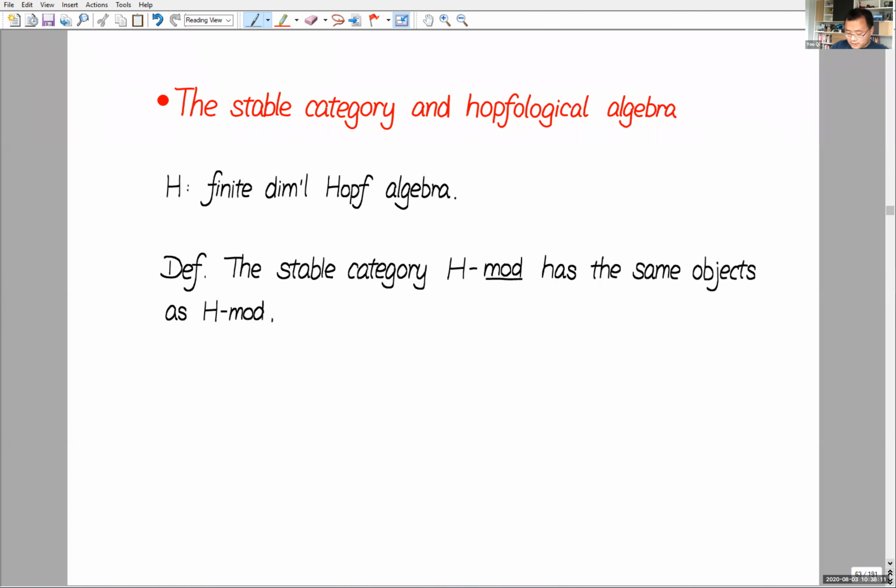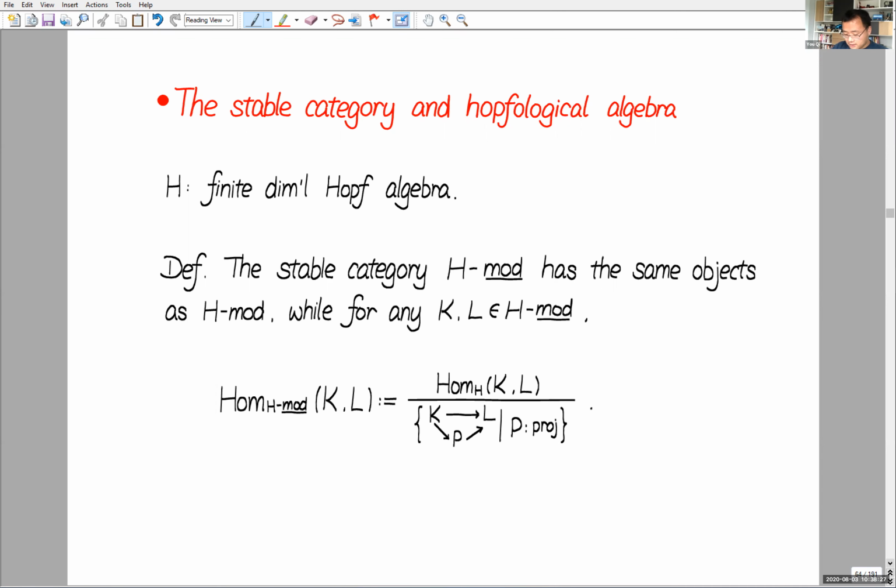So the stable category of H modules has the same objects as H representations, so you never tamper with objects, but you want to throw out the projective injective objects in this construction. So you kill all those morphisms that factor through these objects. So for any representations K and L, the homomorphism space between K and L is the H intertwining maps between K and L, modulo those maps that factor through P, a projective injective H module.